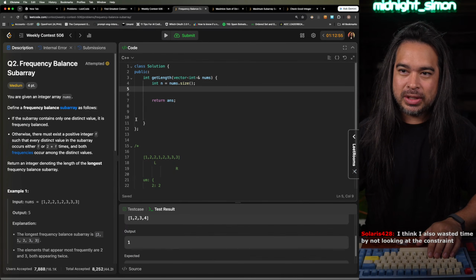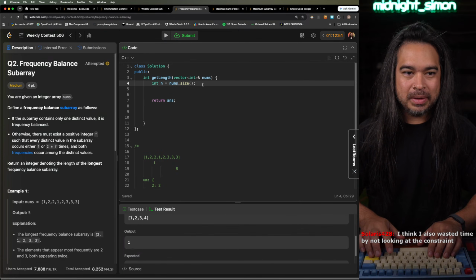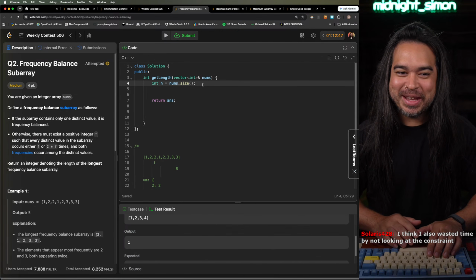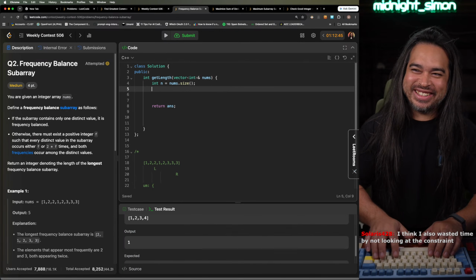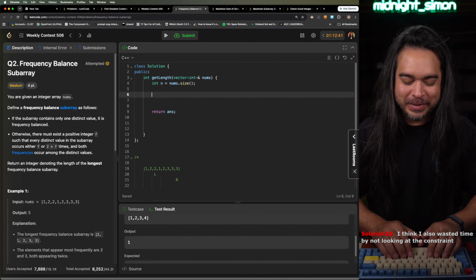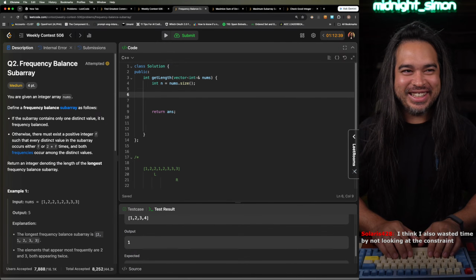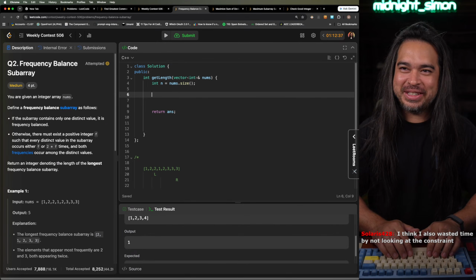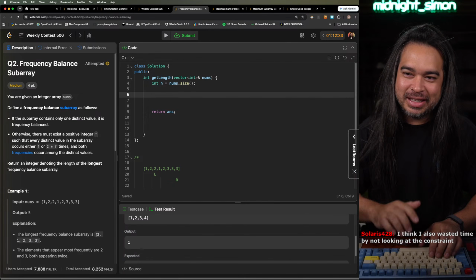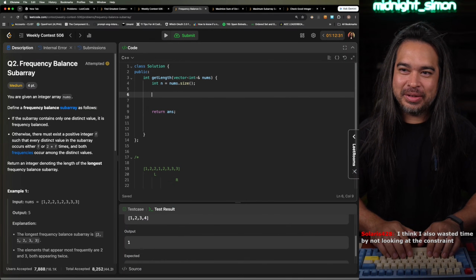So I'm just gonna check like every single subarray that ever lived. Hey Solaris, what's happened? I think I also wasted time by not looking at the constraint. Yeah. It happens, man. I can't believe I did that. I was like, how am I gonna do this? I assumed that it was like 10 to the 5th or something, you know.